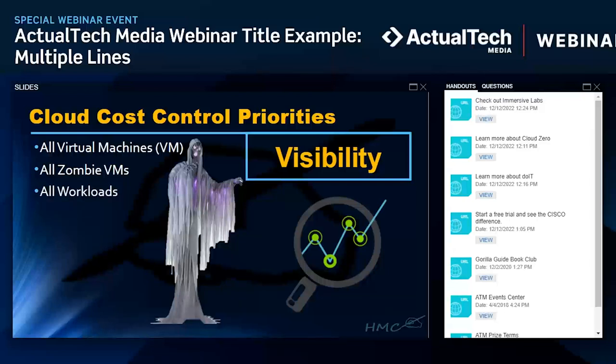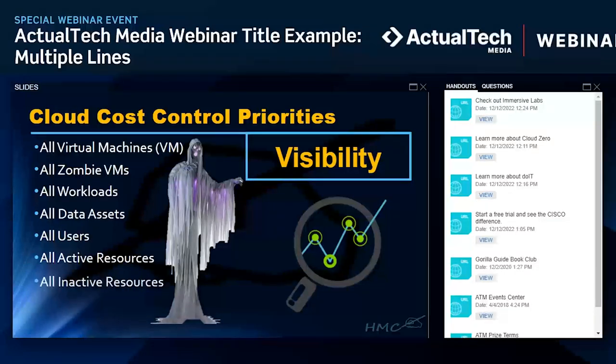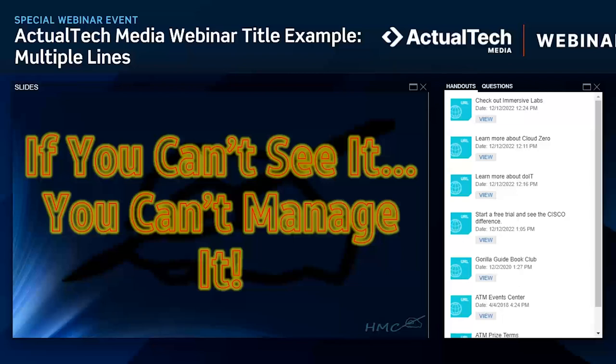You want to be able to identify all workloads that are running, being served, all data assets, and know their valuation so you know where your money is. It's spread around your cloud. You want to be aware of all the users that are on the system at any given time, all the active resources, and even more importantly, all the inactive resources. Net-net, you want to be able to see everything. You want full visibility. And the reason is simple. If you can't see it, you can't manage it.